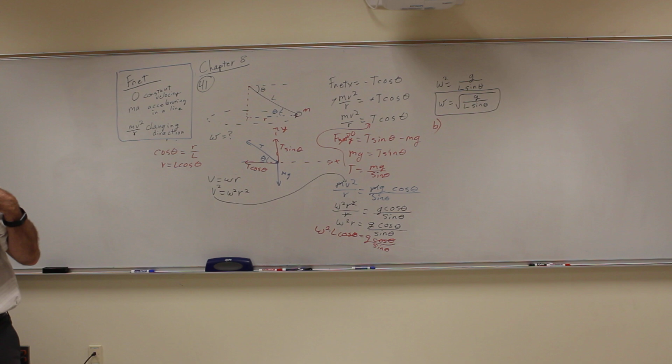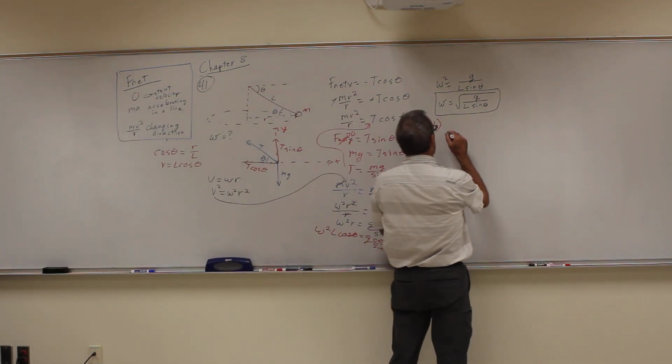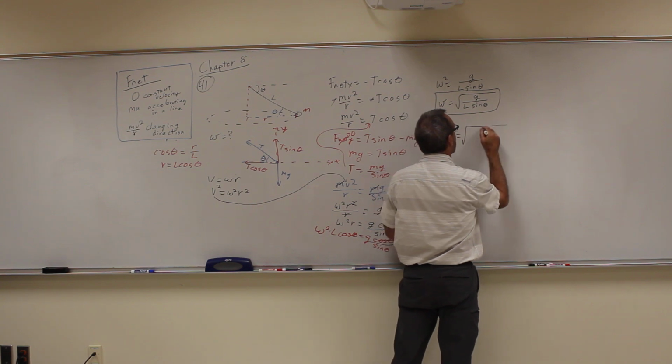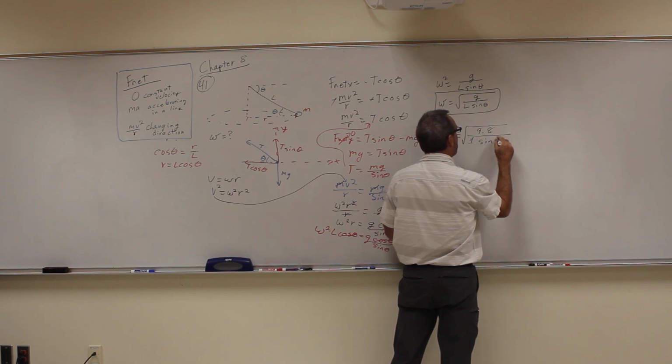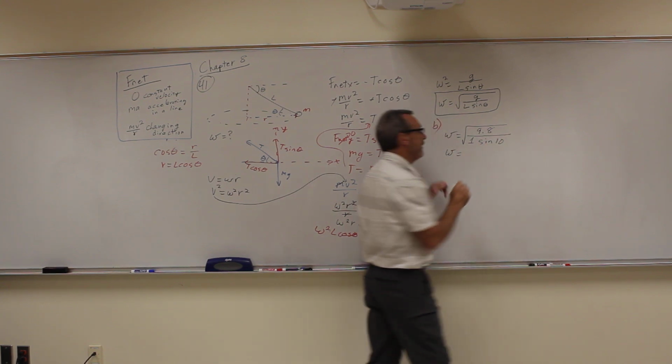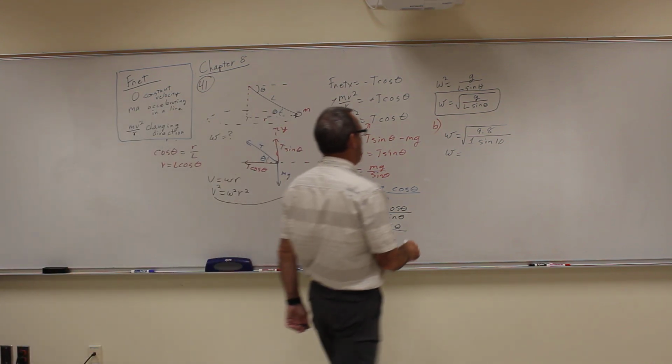Part B, we have a radius of, just a second, gotta find it here. 500 gram rock to a 1 meter long string, and it's at 10-degree angle. We don't care about the mass of it, it doesn't matter, so this is 9.8 over L, which is 1 meter times the sine of 10 degrees. We get omega is equal to 7.5 radians per second.